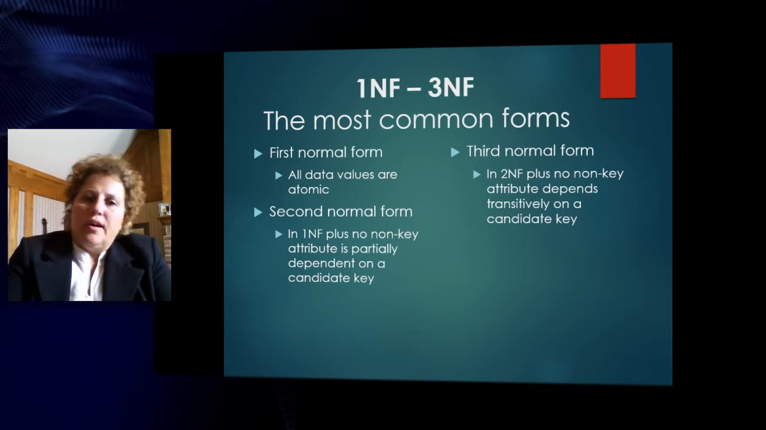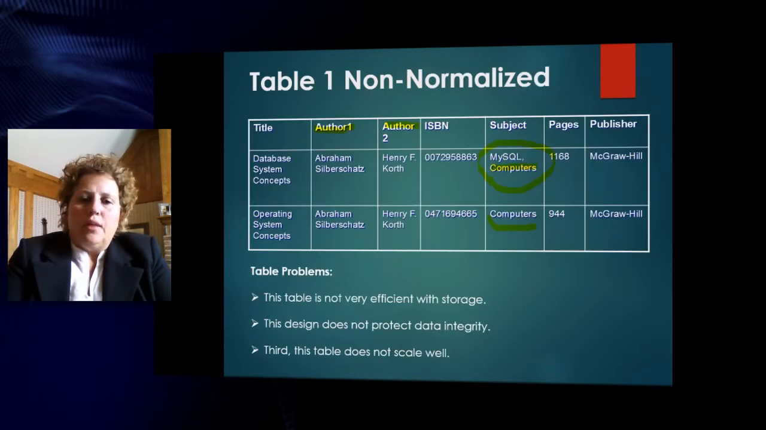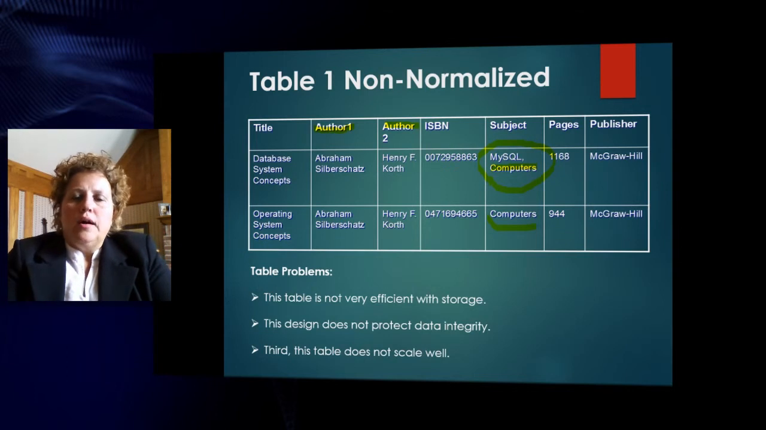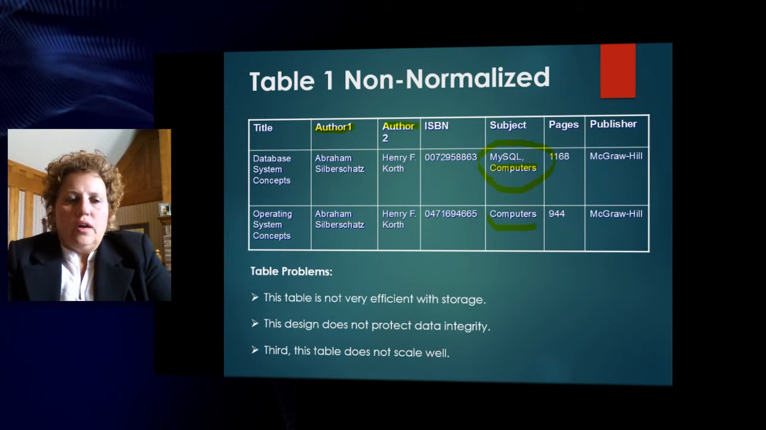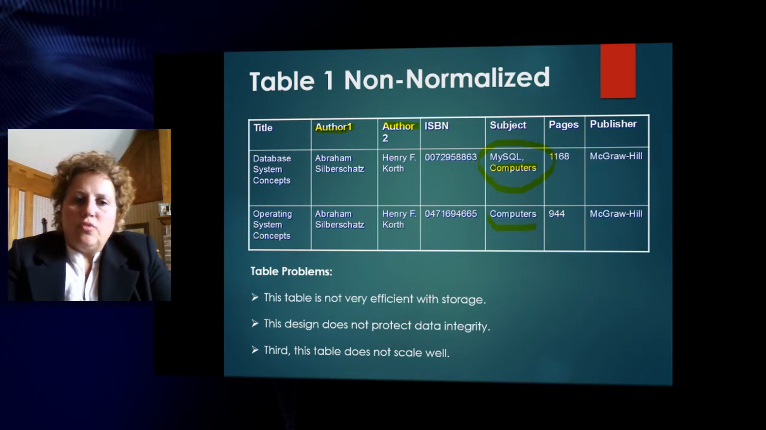Here's an example of a table that I want to show you that is not normalized right now. We're just going to call this table number 1, and table number 1 is a non-normalized table at this point. And you could see that there are some problems with this table, and the reason that it's considered non-normalized is, well, first, the table is not very efficient with storage.